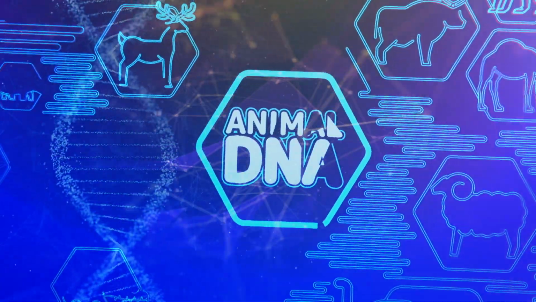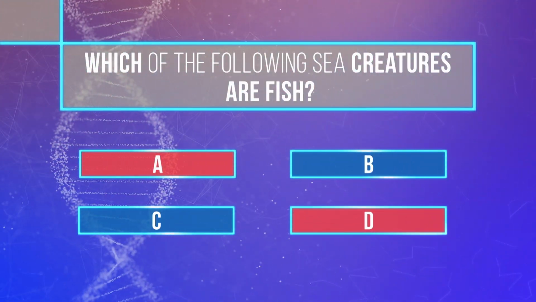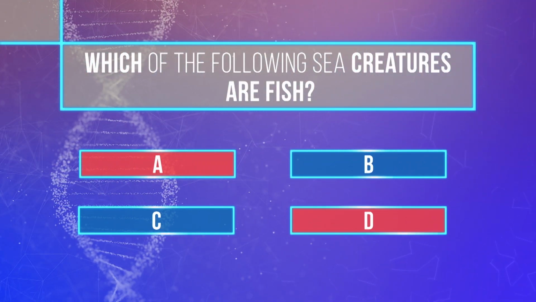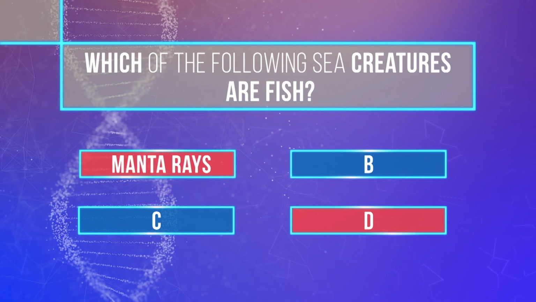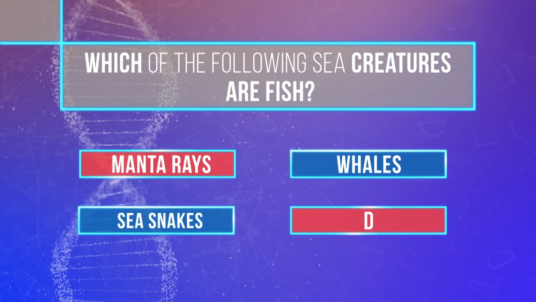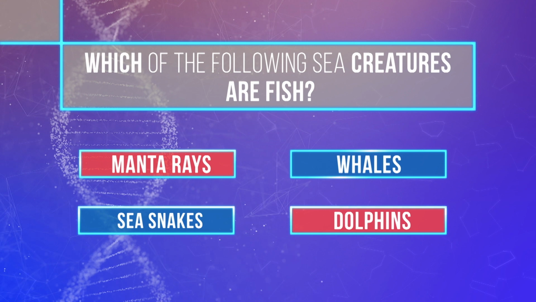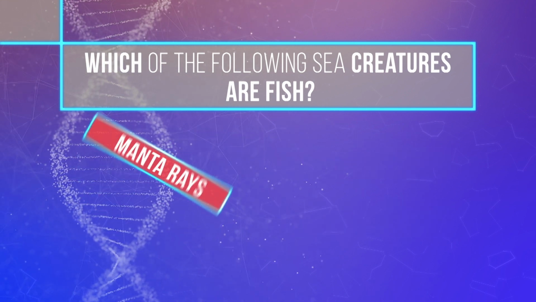Welcome back to Animal DNA. Let's see if you can answer this trivia question. Which of the following sea creatures are fish? A. Manta rays. B. Whales. C. Sea snakes. D. Dolphins. If you answered A. Manta rays, you got it right.